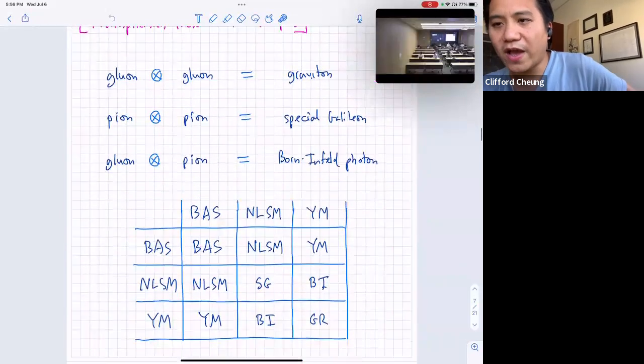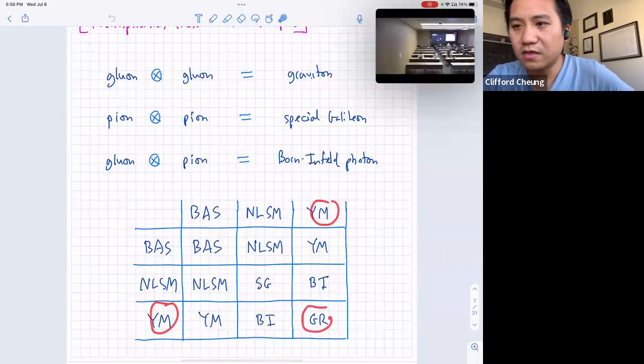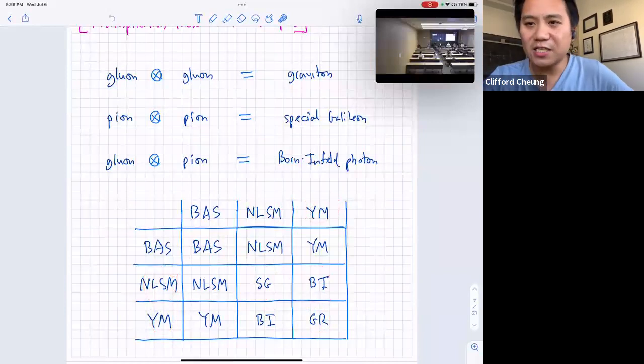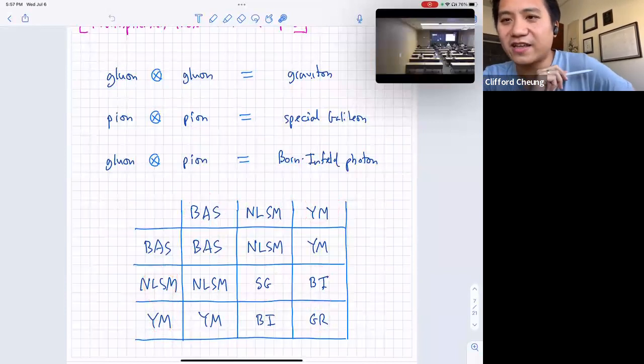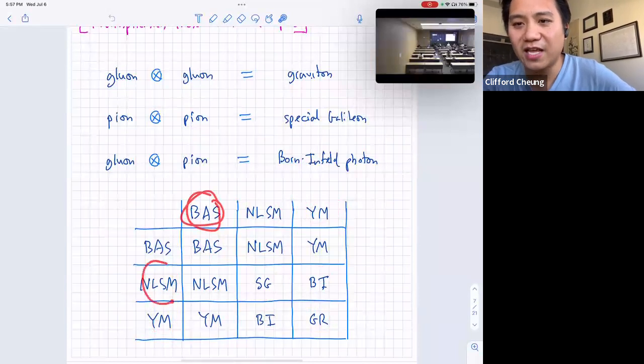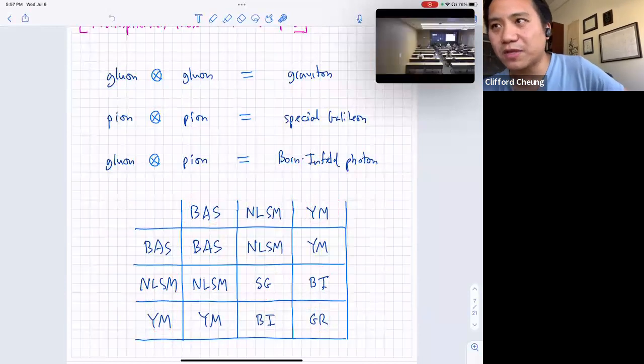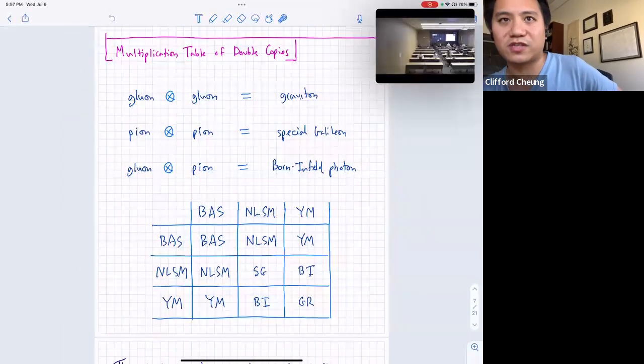And what you have is essentially a multiplication table. Pion times pion is Galileon. Gluon times gluon is graviton. Gluon times pion is Born-Infeld photon. And then on top of this, we have bi-adjoint scalar theory, which is like the identity matrix. Multiplied by anything, it gives the same thing. So if you do the same trick of bi-adjoint scalar times anything, you get the same thing you started with. So it's really like a true multiplication table, but of actual theories.